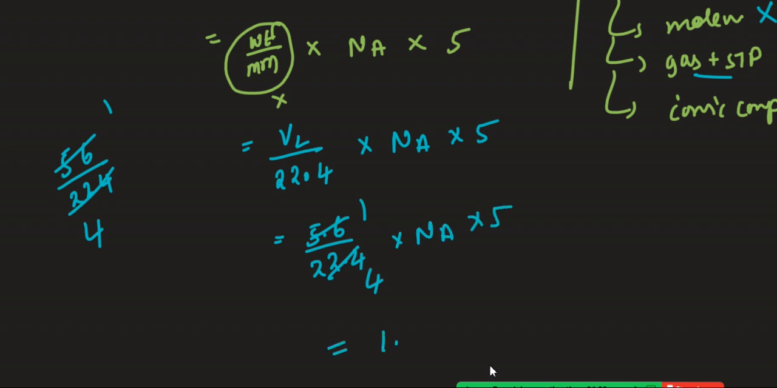So obviously how much are you going to get? 1.25 times Avogadro's number is our answer. Clear till here?